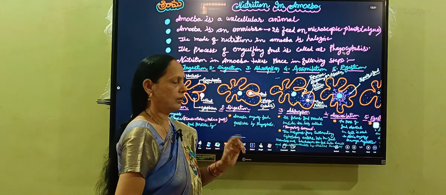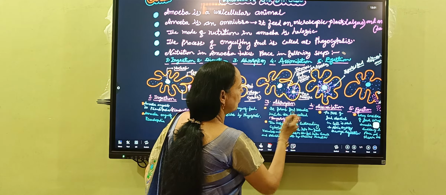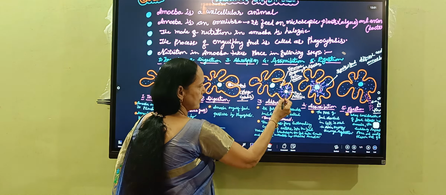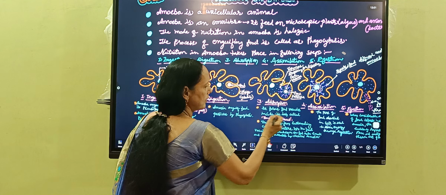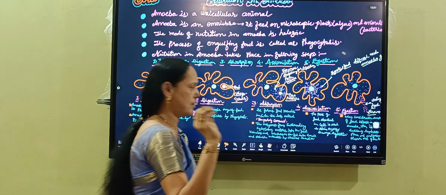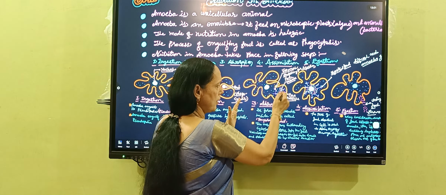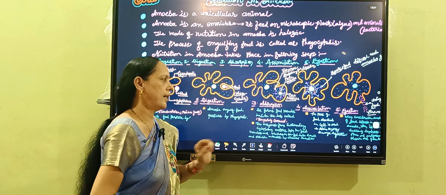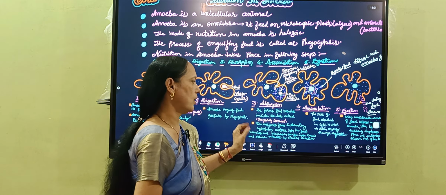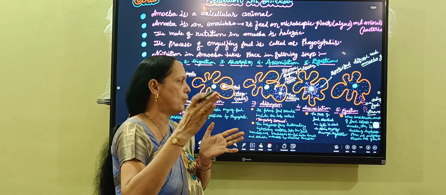Third process, absorption. What is absorption? It forms a food vesicle inside the body. It forms the food vacuole. You can see here it forms the food vacuole inside the body, which is called a temporary vacuole, temporary stomach. Now the enzymes from the surroundings enter the cytoplasm, and they degrade the bigger food molecules into smaller food molecules.